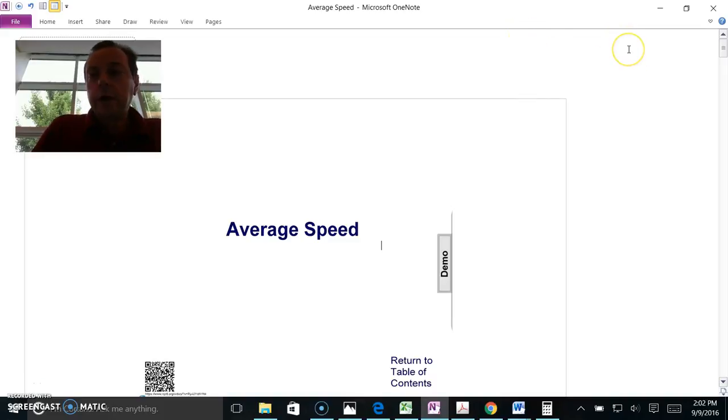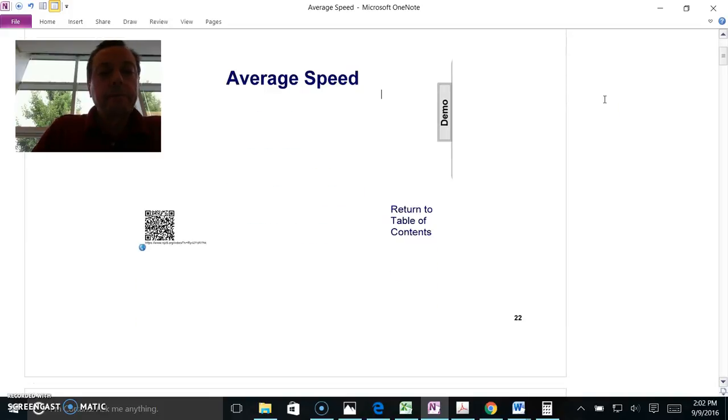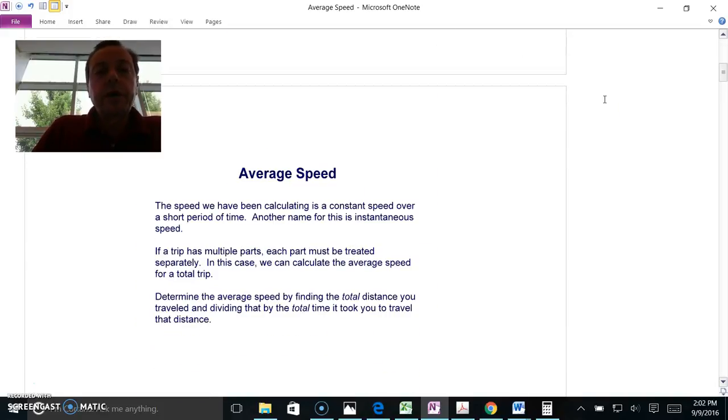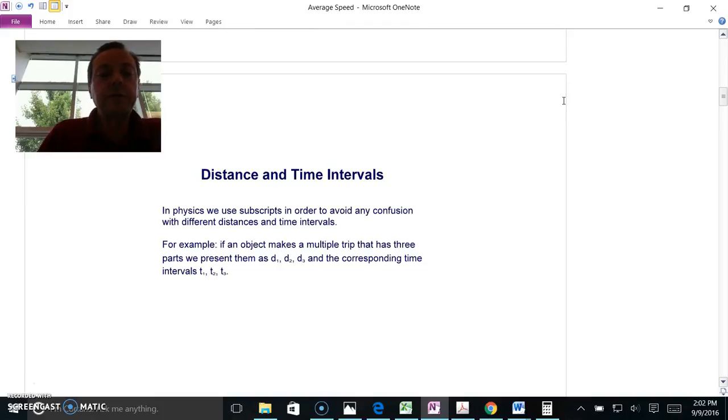Hey everyone, we're going to look at the idea of average speed, that is going a distance over a period of time. So the speed we have been calculating is a constant speed over a short period of time. Another name for this is instantaneous speed. If a trip has multiple parts, each part must be treated separately. In this case, we can calculate the average speed for a total trip. Determine the average speed by finding the total distance you traveled and dividing by the total time it took you to travel that distance. Well, seems easy enough.